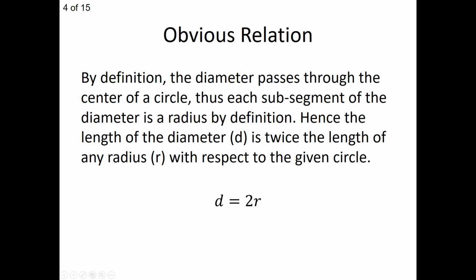Now, there's going to be an obvious relation between the radius of a circle and a diameter of a circle. By definition, the diameter passes through the center of a circle. Thus, each of the two subsegments that the diameter is cut into is really a radius. Hence, the length of the diameter, which we'll label as the variable d, is twice the length of any radius r with respect to that given circle. So now we have this relationship for any given circle that the diameter is equal to two times the radius, d = 2r. That's going to be the relation that we're going to see come up later in today's lesson.